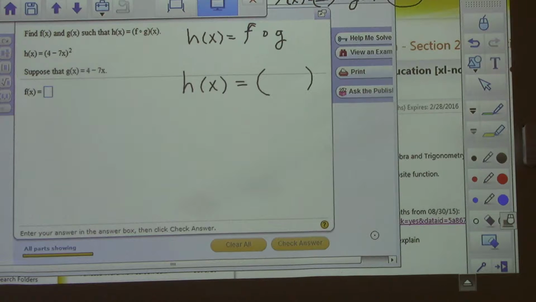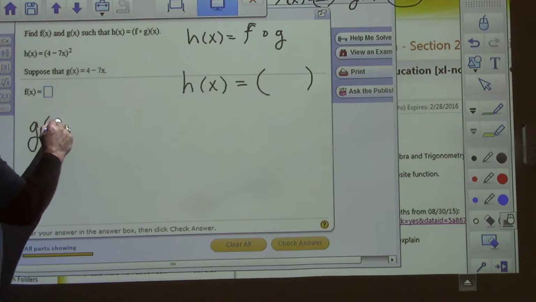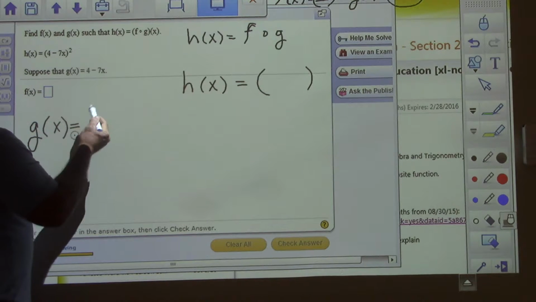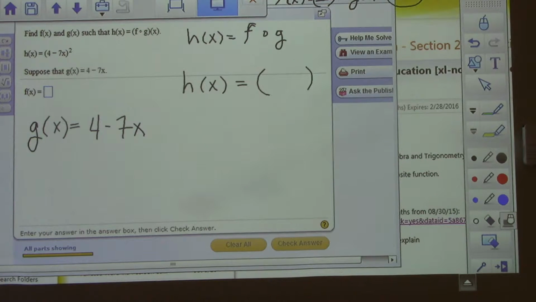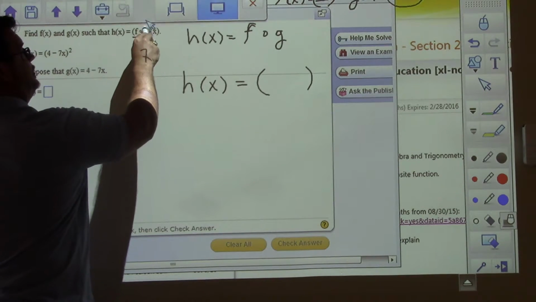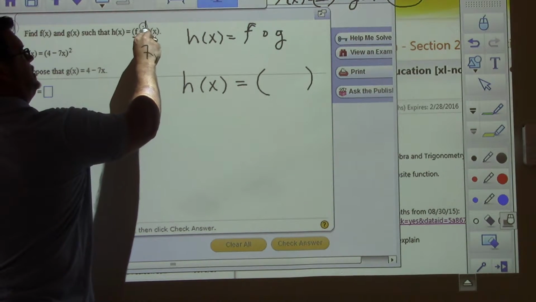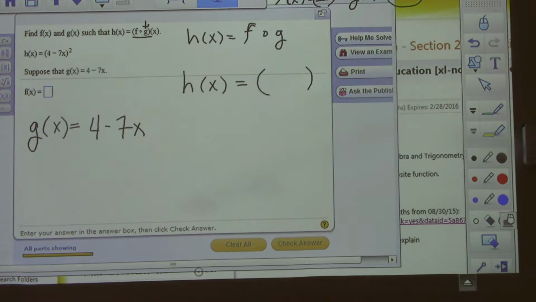So you know right now that inside, what's g of x? 4 minus 7. So whatever's inside is g of x. Now, how do I know that? Because of this. That means you're plugging in g right there. Now, what if I had g of f? Well, then that's different. That means f of x is going to be in the middle.